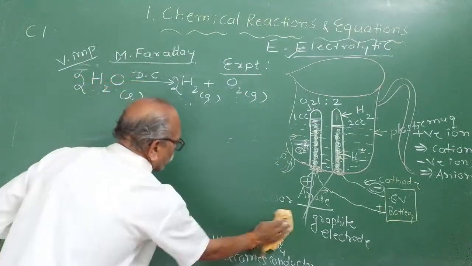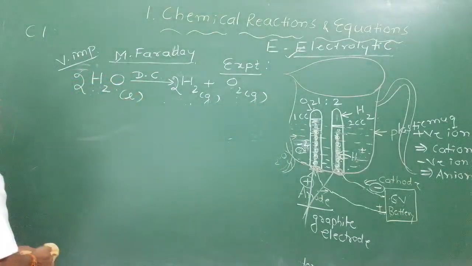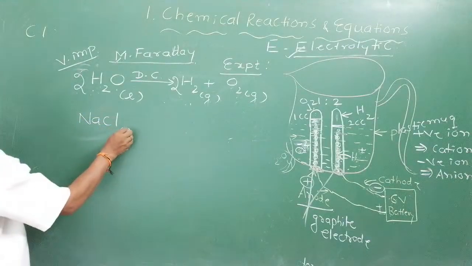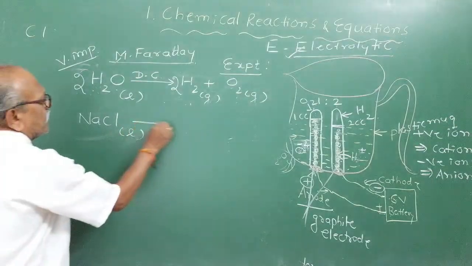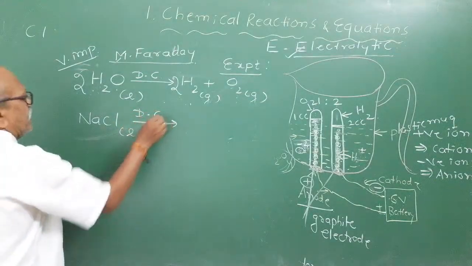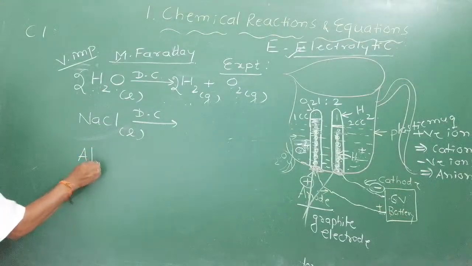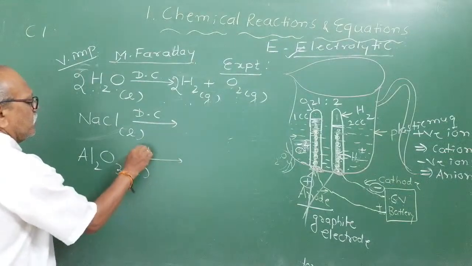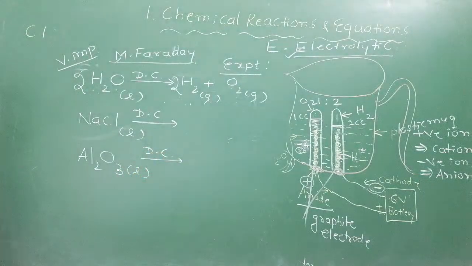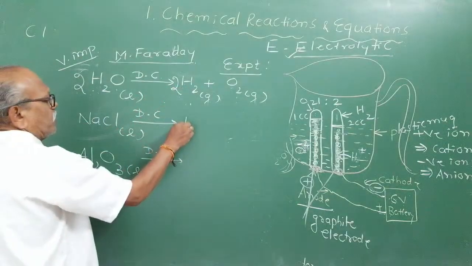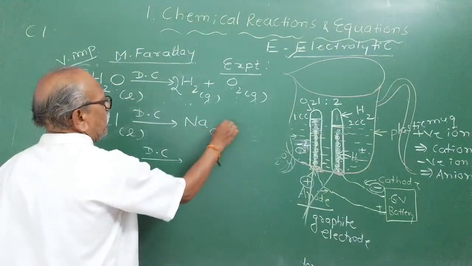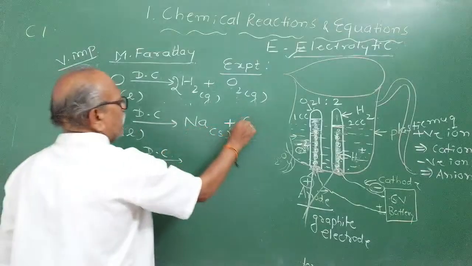Can you tell me what happens when molten sodium chloride, liquid sodium chloride, is electrolyzed by passing direct current. What happens when molten aluminum oxide, Al2O3, has direct current passed through it, electrolysis takes place. So at cathode, which product are you expecting? Sodium metal is liberated, solid. At anode, the chlorine gas is liberated.